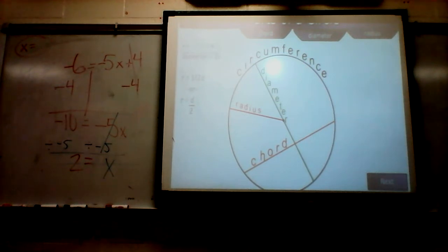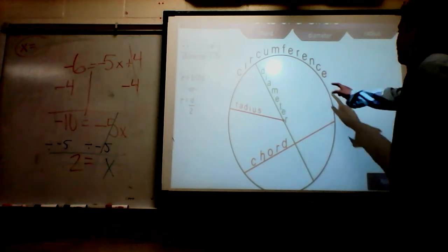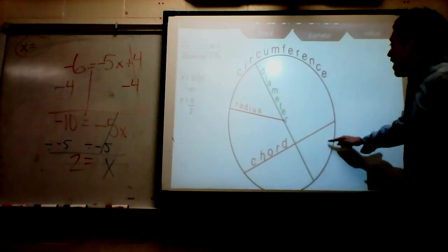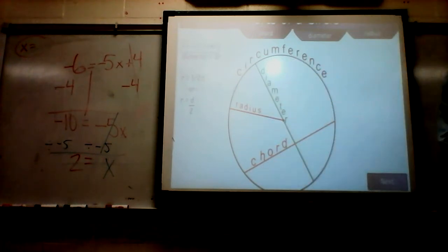This might be on your guided note sheet and you need to fill it in. The circumference is the perimeter of a circle. It shows the distance around the outside. If we're talking about a pizza, the circumference is like the crust of a pizza.